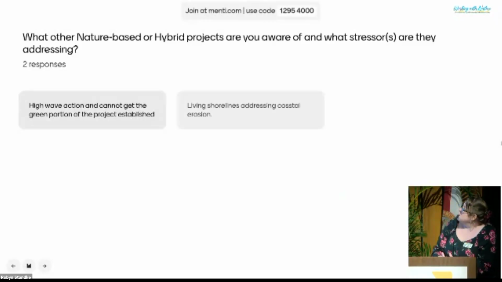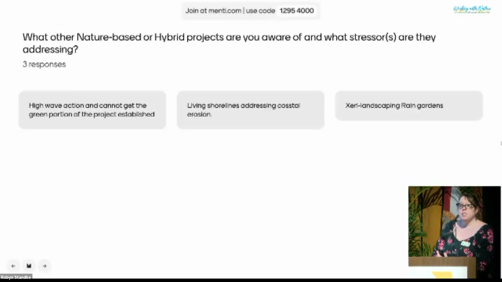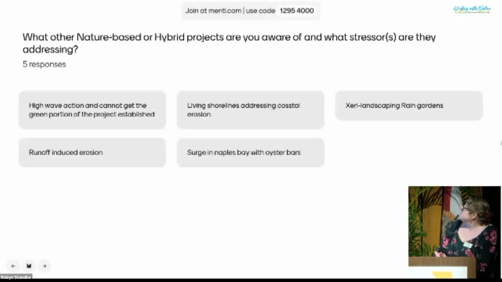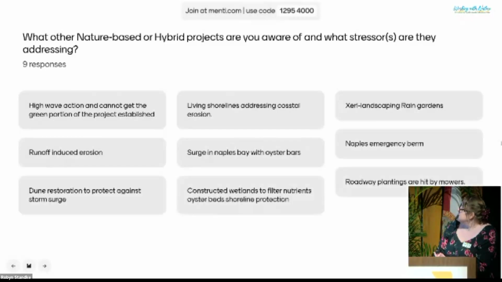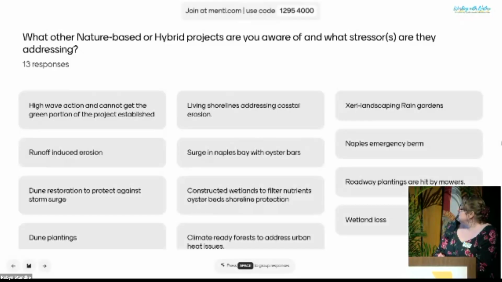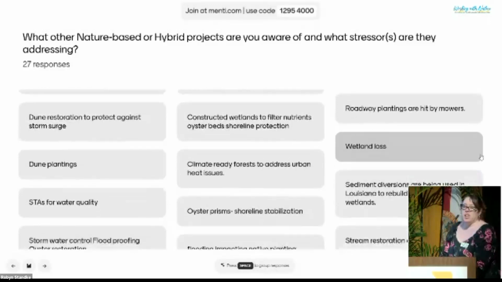Okay, so high wave action, living shorelines, coastal erosion. And feel free, as you know, if there's specific projects in specific locations. Xeriscape landscaping, rain gardens, the oyster bars in Naples. Okay. Great. Okay. So we see a lot with the sand and dune. So dune restoration to protect against storm surge, dune plantings. And yeah, thank you, Matt.